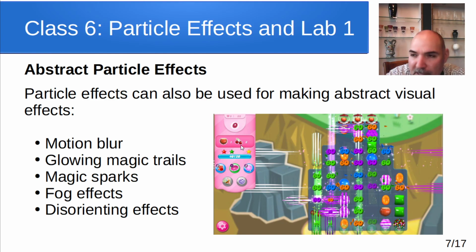Now, particle effects can also be used for making abstract visual effects. So rather than something realistic like fire or snow or rain, you can also use it for magical looking things, motion blur, glowing trails that things leave behind.